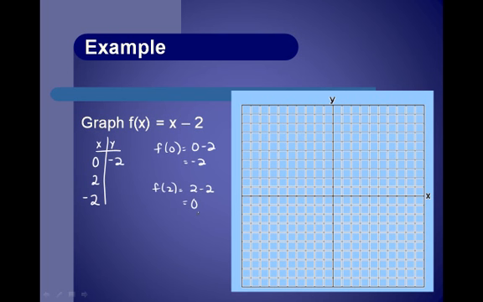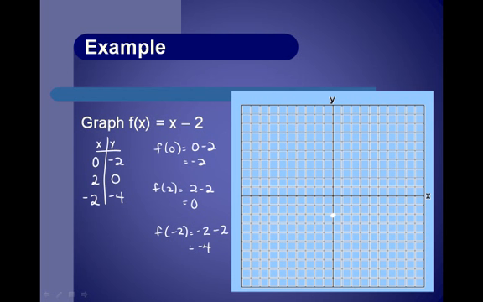So f of 2 is 0, which means if x is 2, the y value is 0. Same thing for f of negative 2. We would get negative 2 minus 2, which is negative 4. So we get negative 4 for the y value. Now 3 points is probably enough. Sometimes we'll need a few more, but for these I think 3 will work. So now let's graph these ordered pairs.